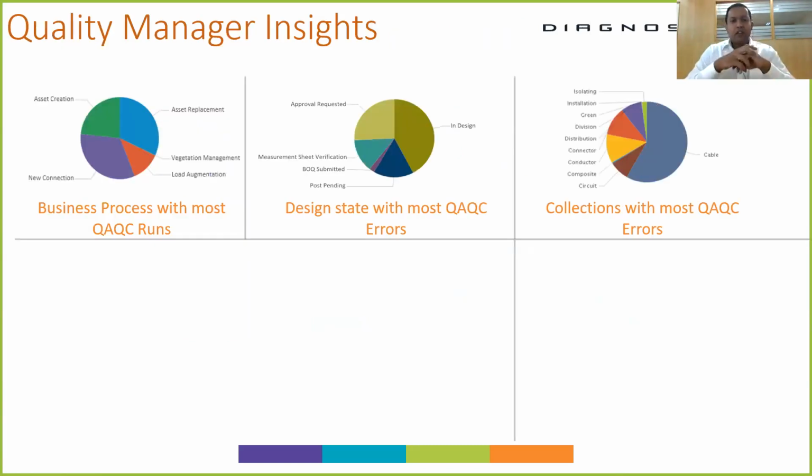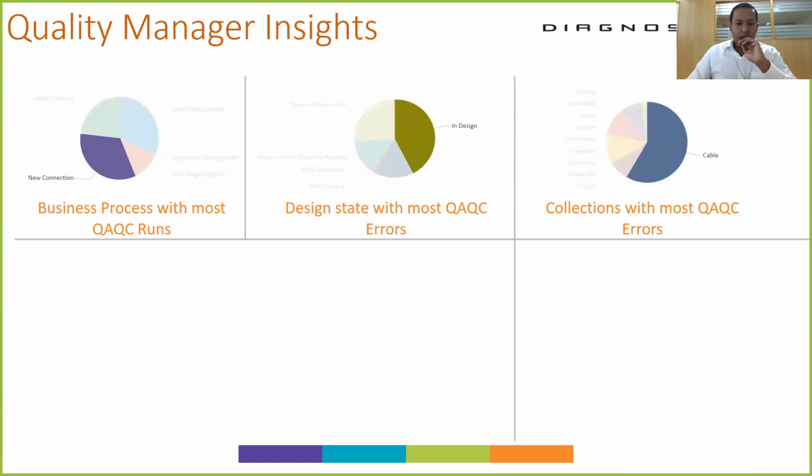The next dashboard, we look at the quality manager. The first three dashboards that you see here will tell me the business process which has the most number of QA/QC runs, the first one. The design state where the most number of QA/QC errors are reported, the second one. And the third one is about the collections for which most of the errors are reported. Again, I'm going to concentrate on the ones which are on top of the list. And as you can see here, they are the new connection, the in-design, and cable.